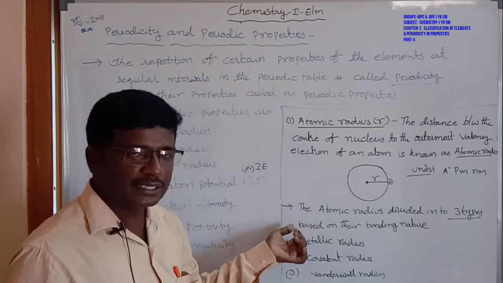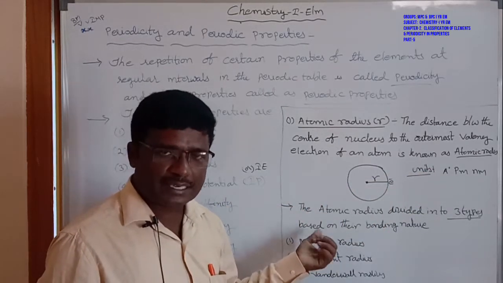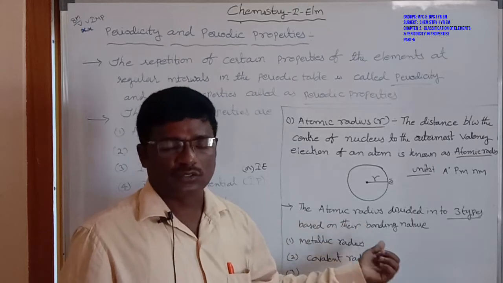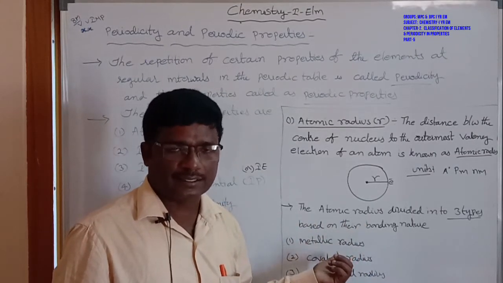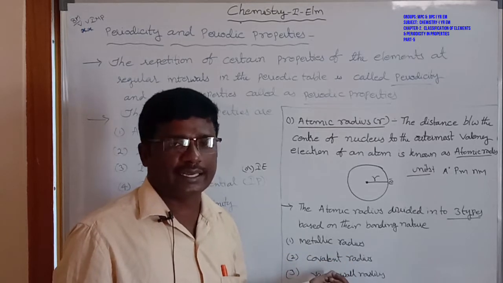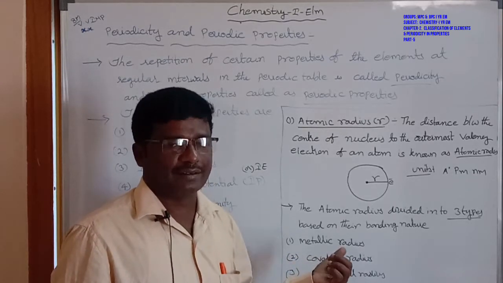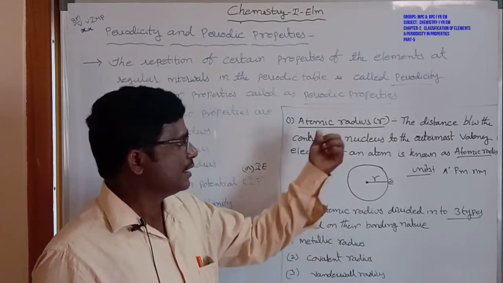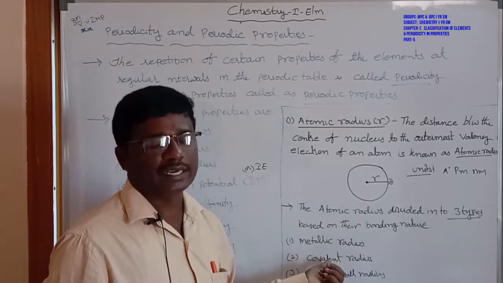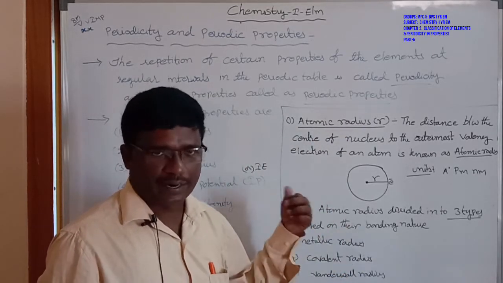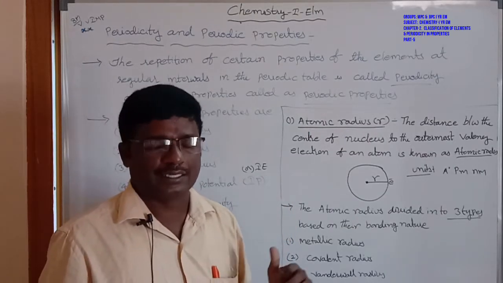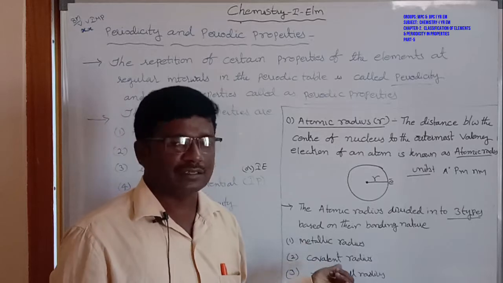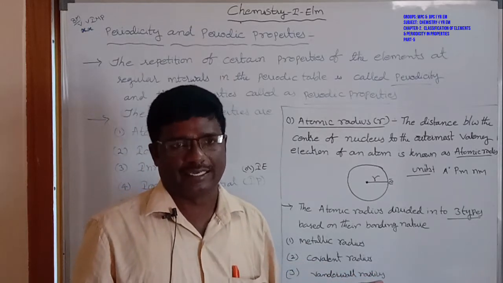The atomic radius can be divided into 3 types based upon their bonding nature. The first one is the metallic radius or crystal radius, the second one is the covalent radius, and the third one is the van der Waals radius.